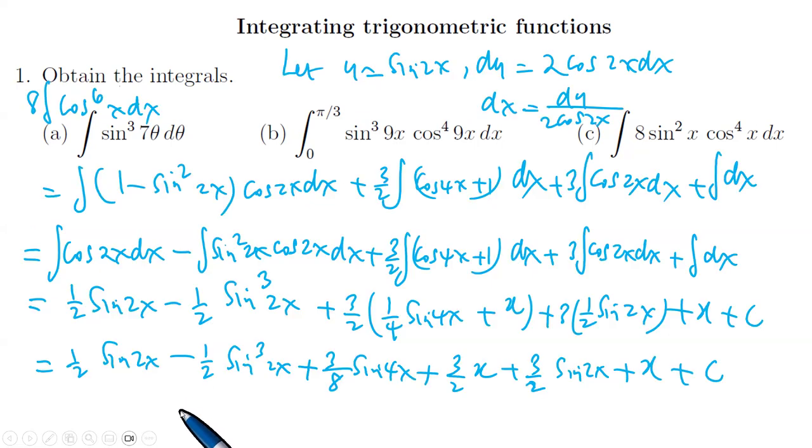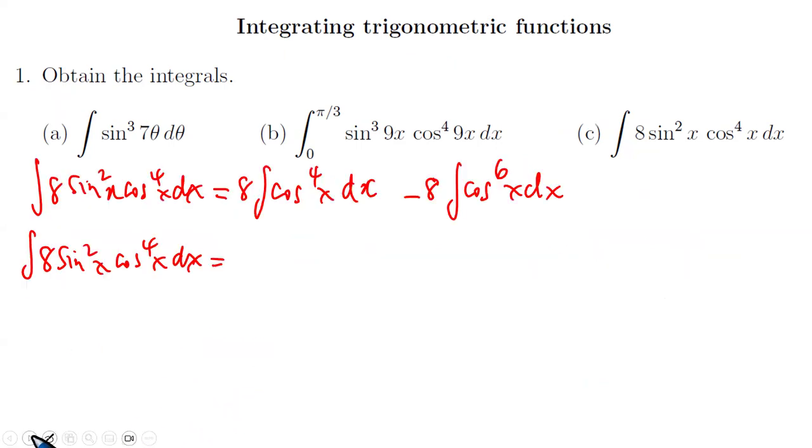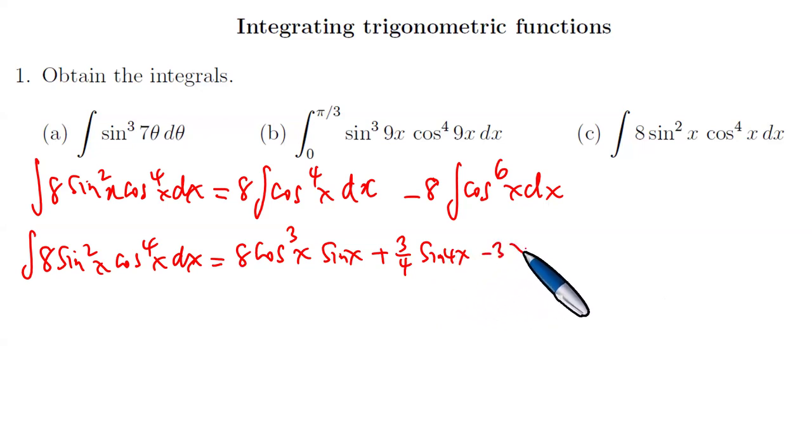So this one here becomes exactly what we have. The cosine to the fourth power, we did 8 of this. And when we did 8 of that, what did we achieve? We got exactly 8 cosine cubed x sine x plus 3/4 the sine of 4x minus 3x.